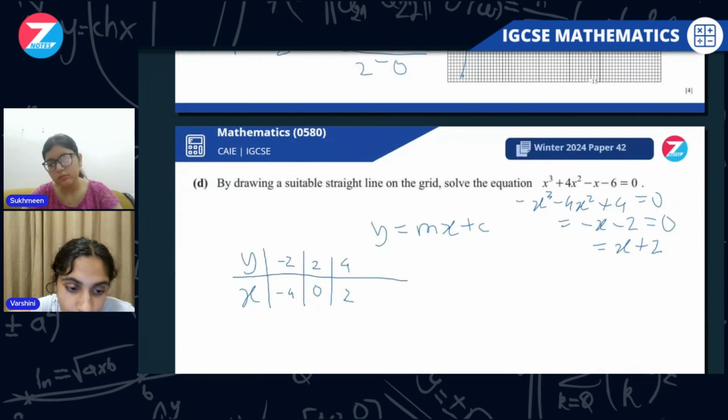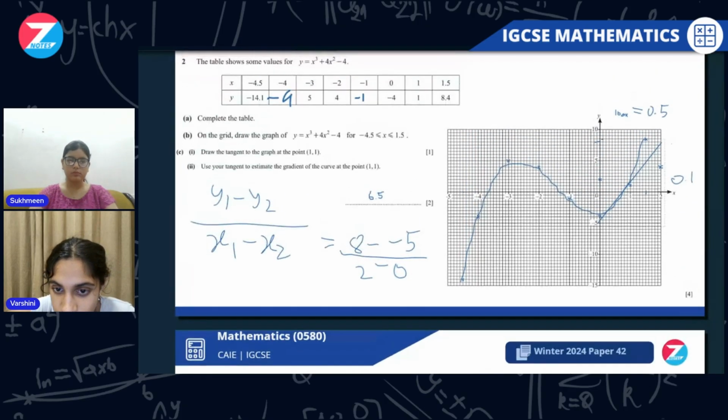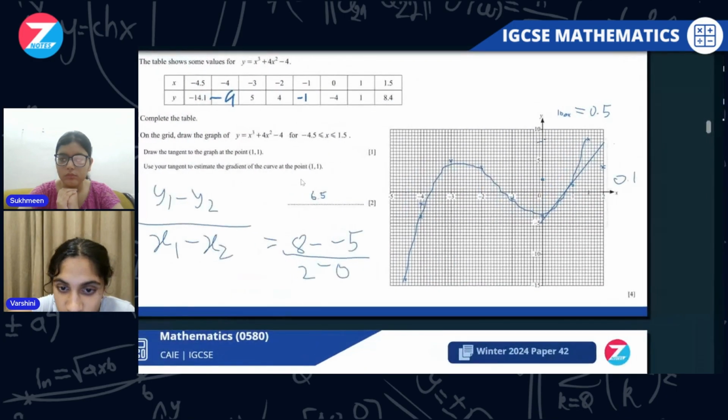And we also know that when x is minus 4, y will be minus 2. So at minus 4, y is going to be over here, and 2 will be over here. So now we're just going to draw a straight line through these 2 points.